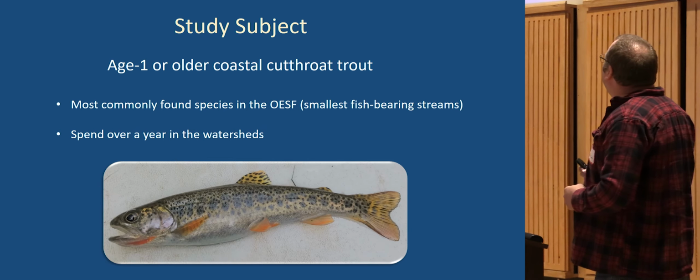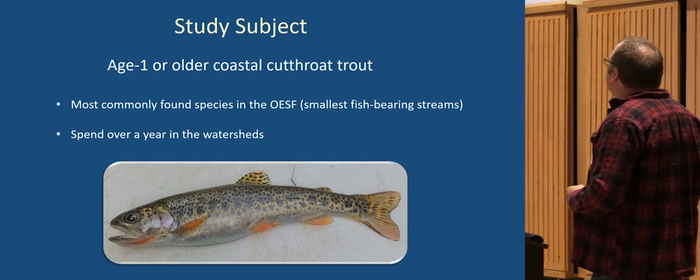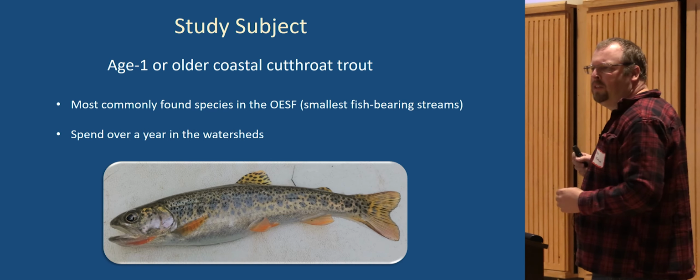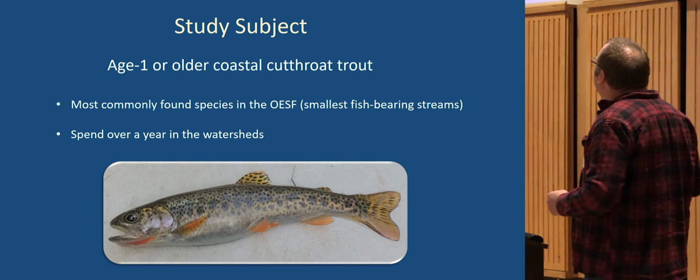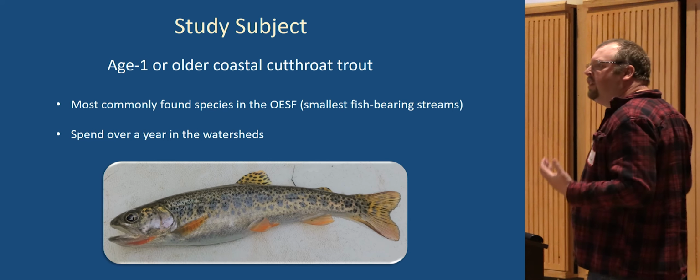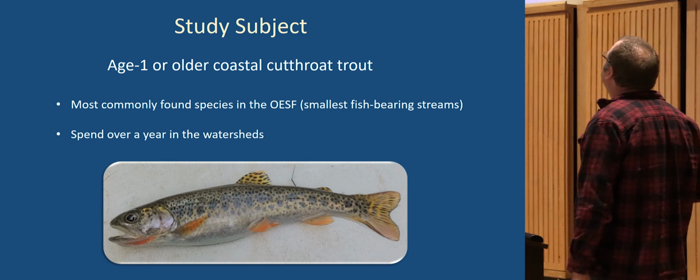So the critter we're going to look at today are age 1 and older cutthroat. And the reason we're going to look at this guy is for 2 reasons. 1, it's the most commonly found species on the OESF. And 2, they spend over a year within our watershed, so they get really conditioned to our habitat.